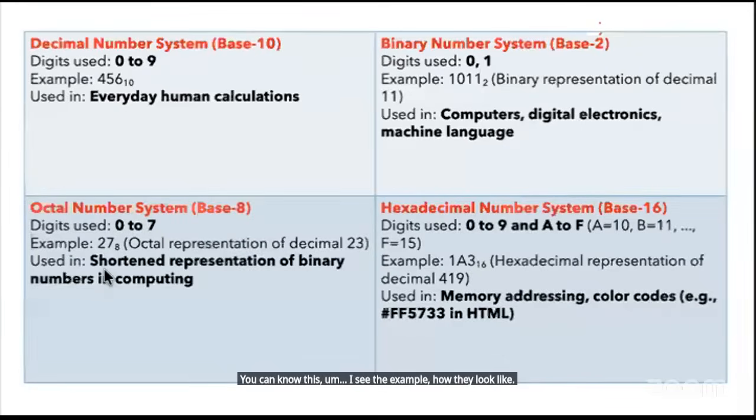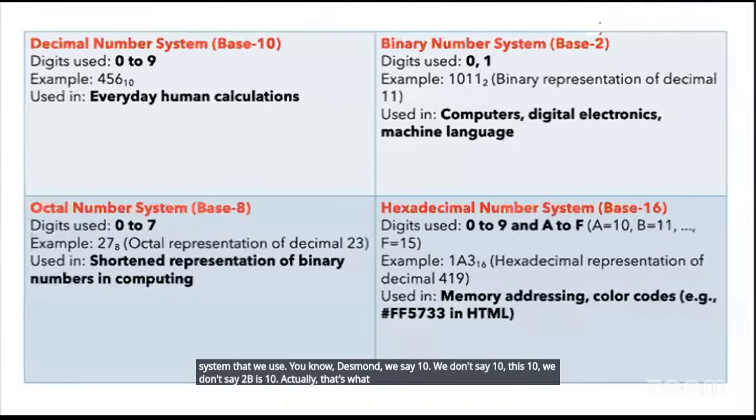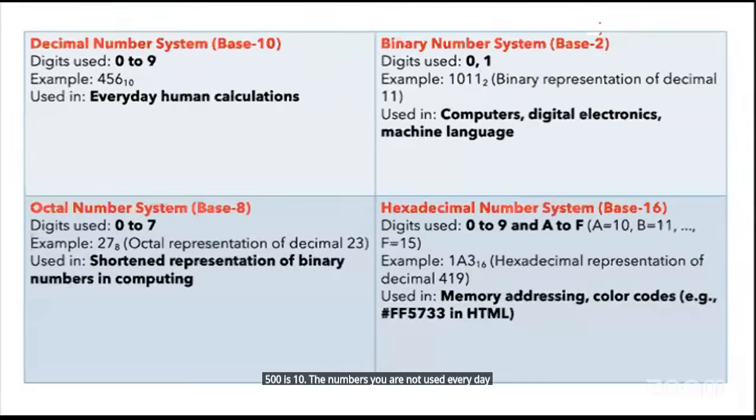Example of octal. Example of a decimal system that we use. Decimal, we say 10. We don't say 10 base 10. We don't say 2 base 10. Actually, that's what it is, 2 base 10. 500 base 10. The numbers you and I use every day is base 10. But we don't call base 10 because it's assumed that we know that we are dealing with decimal number.